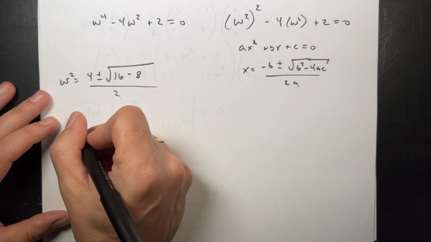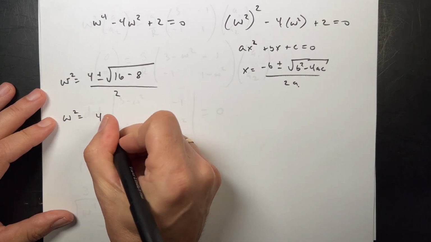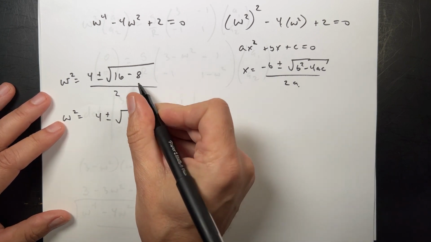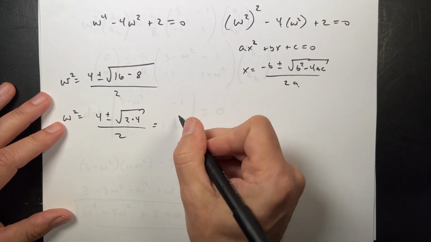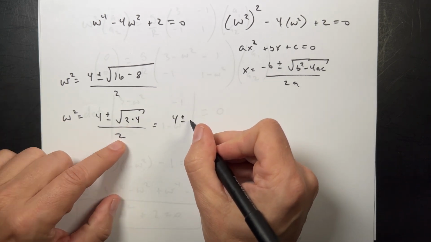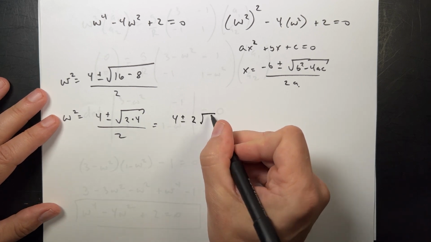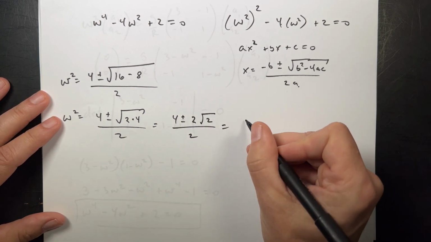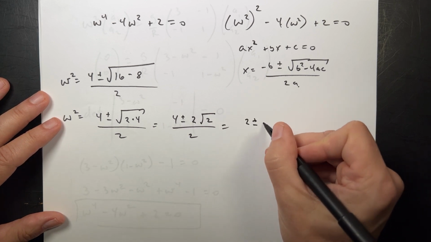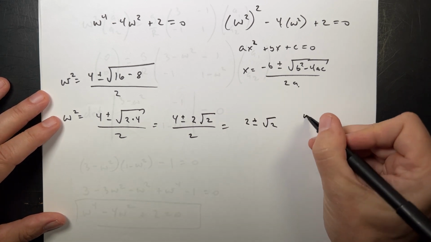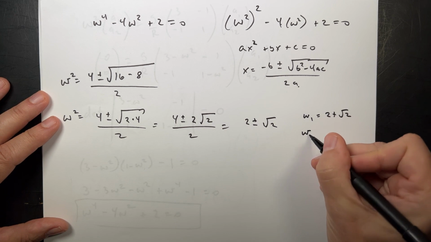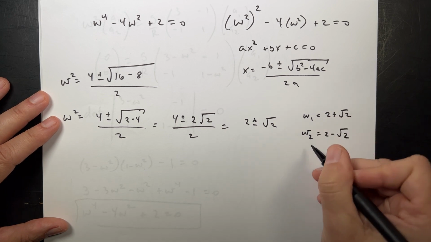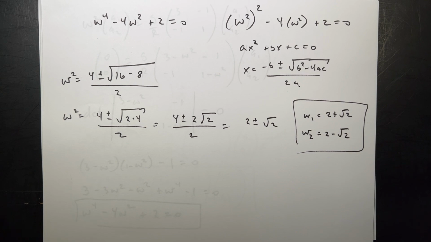Okay, so I get omega squared is 4 plus or minus the square root of 8, which is going to be 2 times 4, over 2. So it's going to be 4 plus or minus the square root of 2 times the square root of 2, divided by 2. So this is going to give me 2 plus or minus the square root of 2. So I get omega 1 squared is 2 plus the square root of 2. Omega 2 squared is 2 minus the square root of 2. So those are my two frequencies for x, not for theta. Okay, for x.